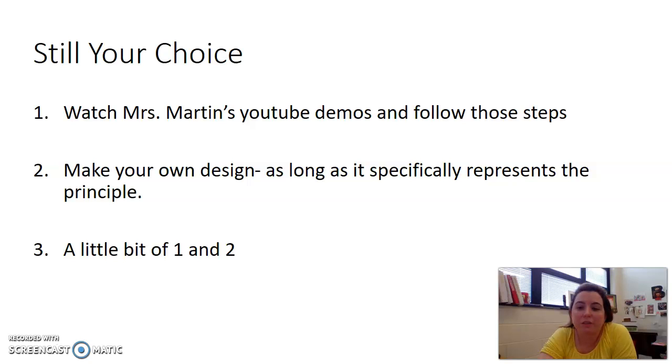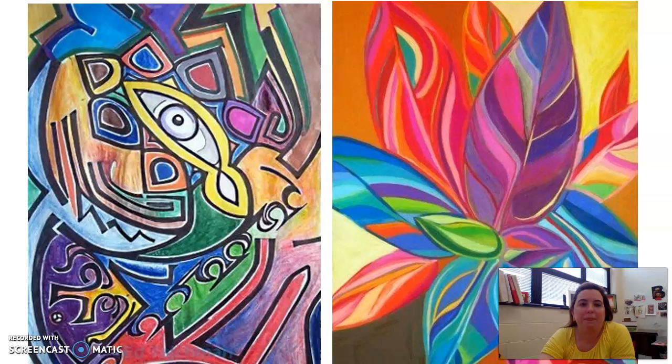You still get a choice. You can watch my YouTube demos for the principles cards. You can design your own, but emphasize the specific principle. Okay? You might be using a lot at once. You know, your one card could maybe represent 2 or 3 different things, but you're just going to have to pick one and stick with it. Or you can do a little bit of both, a little bit of my stuff, a little bit of your own stuff. Hopefully you're starting to get comfortable and you can come up with your own ideas, okay?